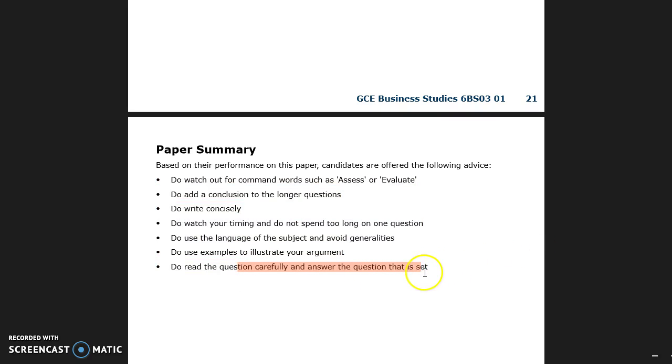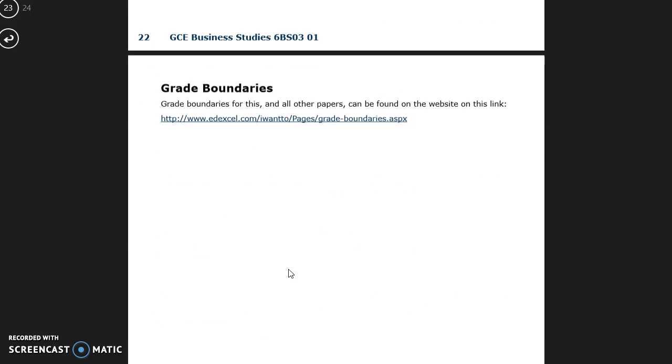And read the question carefully. Some of you guys got the wrong focus. You're looking at things on a business level when it should have been on a governmental, national level. You got to realize the focus. Interact with your question, underline, circle, do what you need to do. Make sure you have the correct focus.